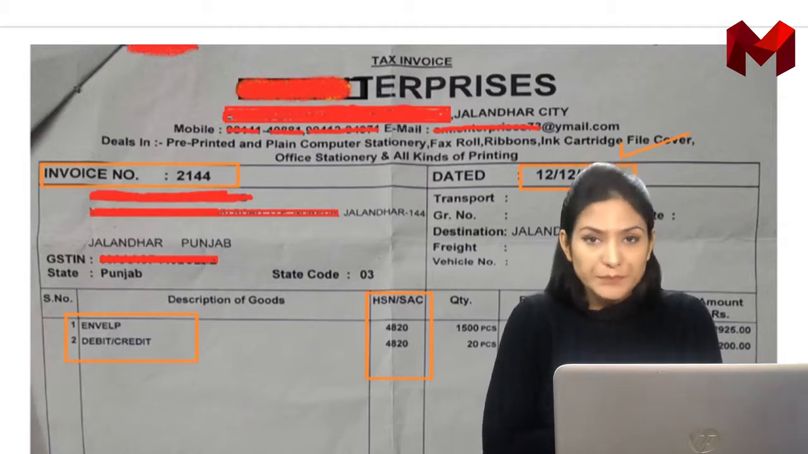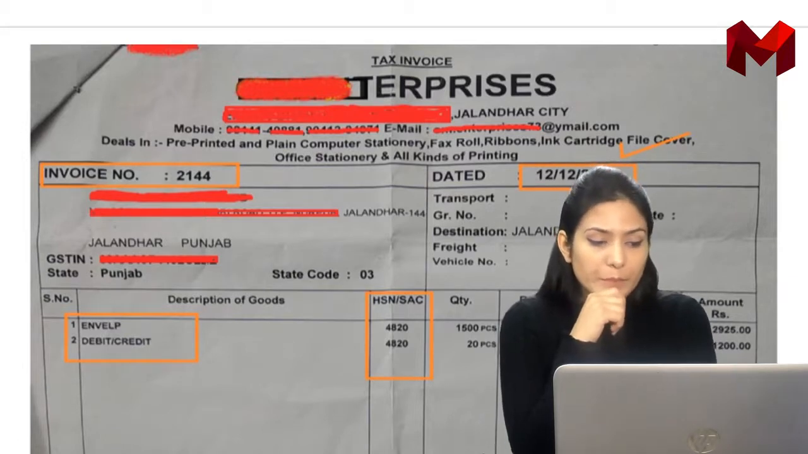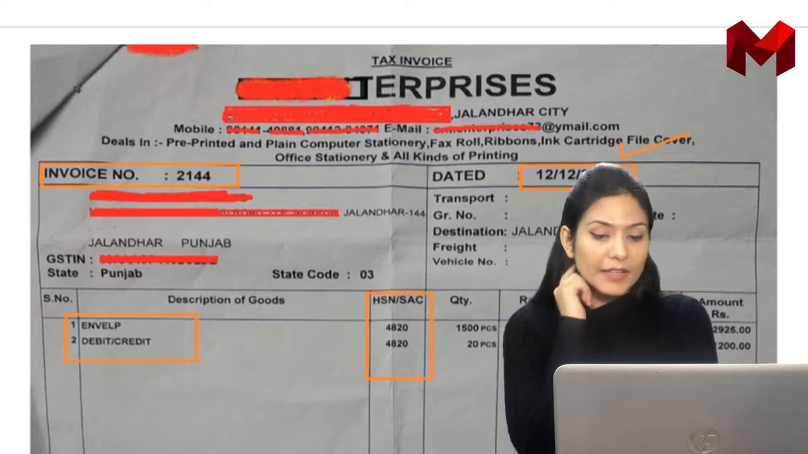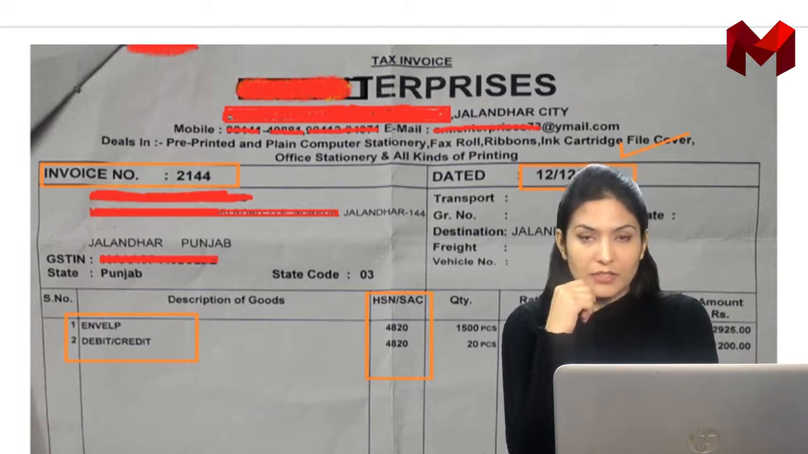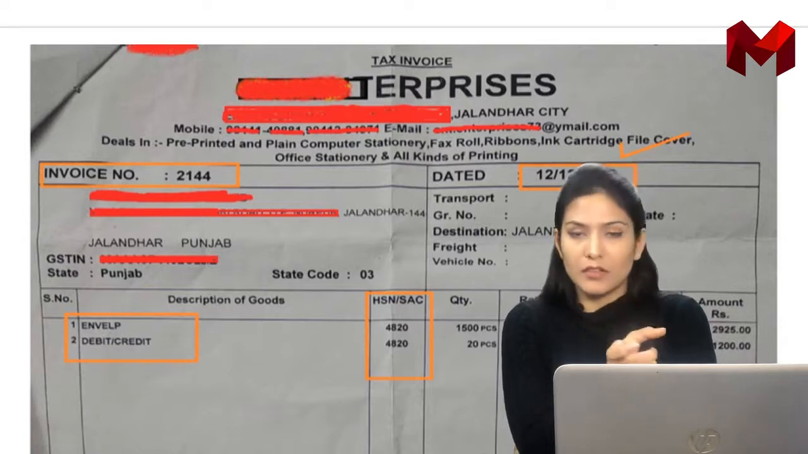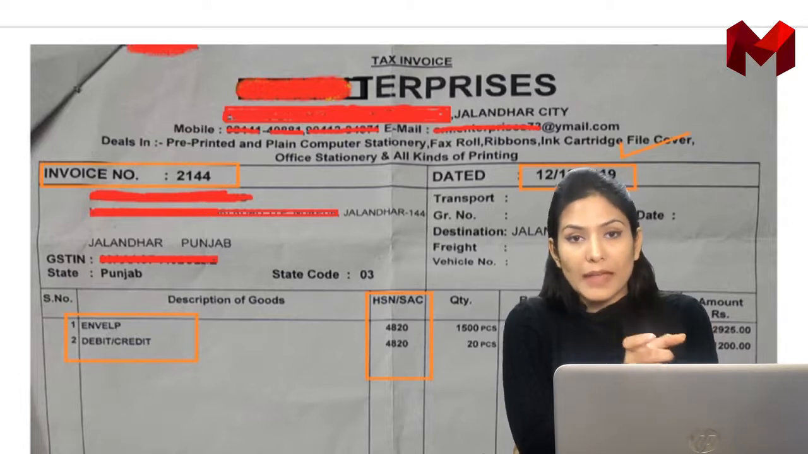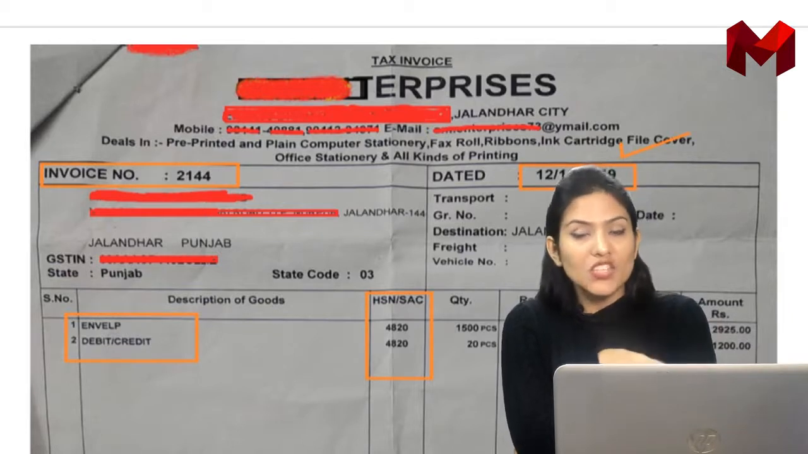Now the next bill. Dash Enterprises, in which item they deal: pre-printed and plain computer stationery, fax roll, ribbons, ink cartridge, file cover, office stationery, and all kinds of printing. That means this supplier is supplying the printing and stationery items into the market, and we are purchasing the stationery from them.